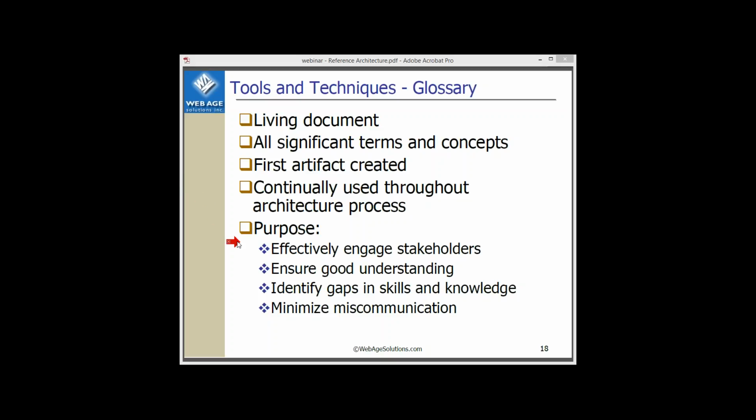And for people that are coming on board, we always have a wide variety of different stakeholders we're trying to work with. It's good to have a way for them to onboard new people to the team, to onboard stakeholders, to whatever extent a glossary can contribute to a higher quality understanding of the overall reference architecture.